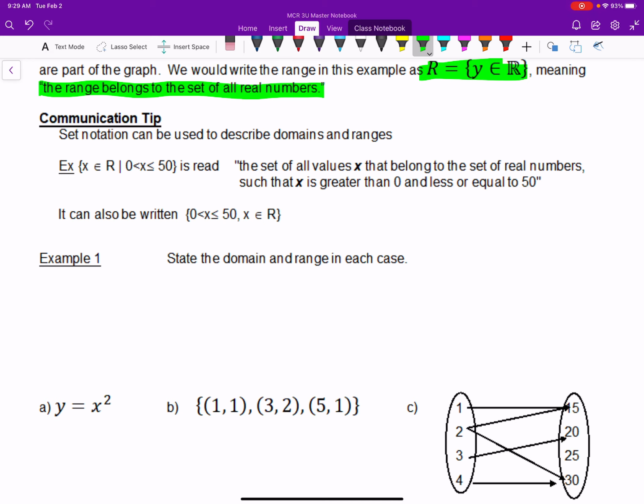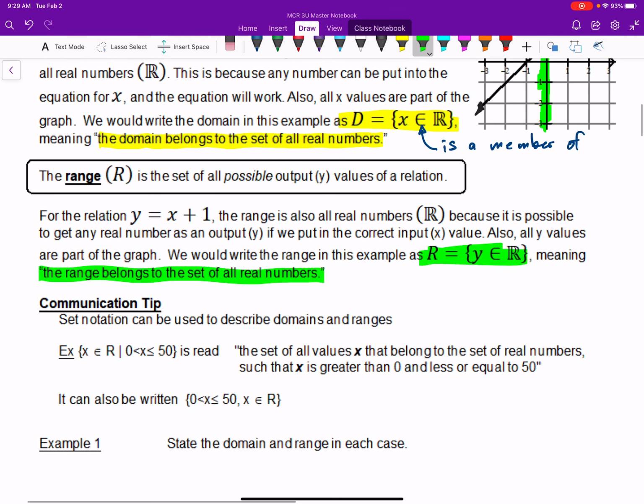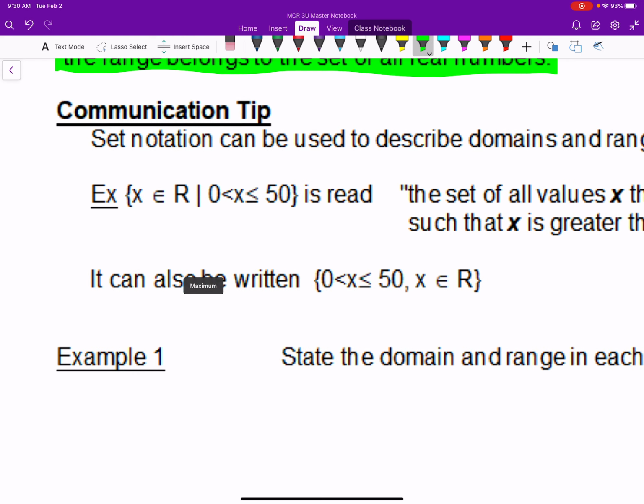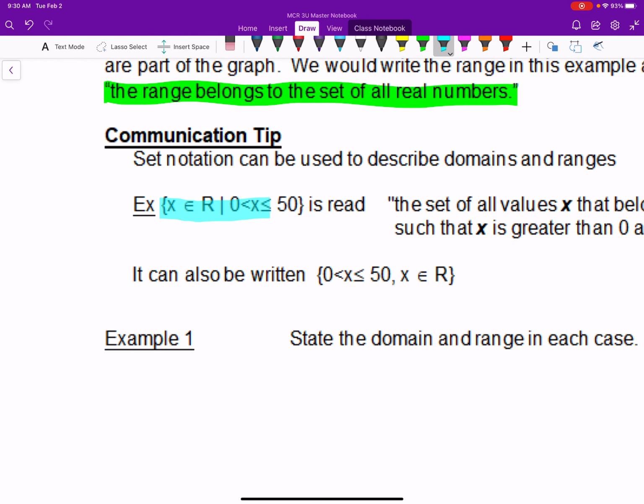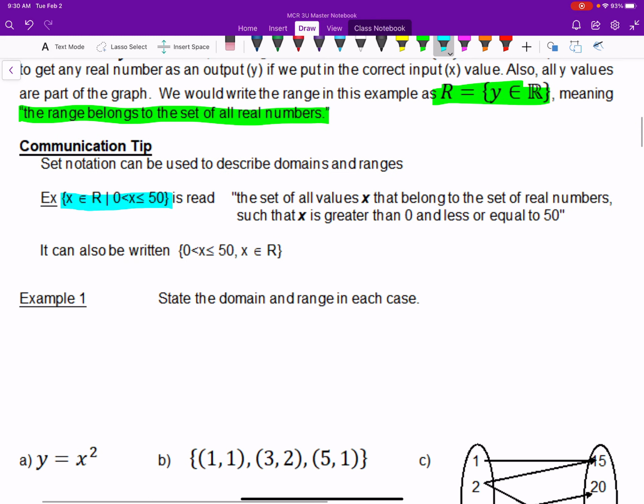Communication tip. Set notation can be used to describe domains and ranges. Well, we just used that. So in this example up above, the domain and range were both all real numbers, but it's not always going to be the case. For example, here is a set that could be maybe the domain of something, and I would read this one, well, here it says on the graph, it's written out for us, so let's go with their wording. The set of all x values, that's this part, that belong to the set of real numbers, such that x is greater than 0 and less than or equal to 50. Awkward wording, but anyway, that's what this part here is saying.